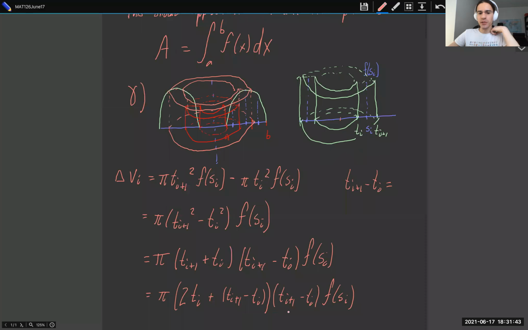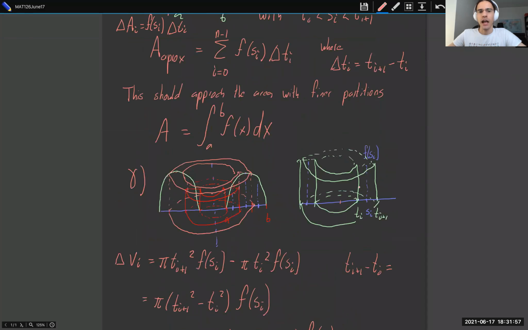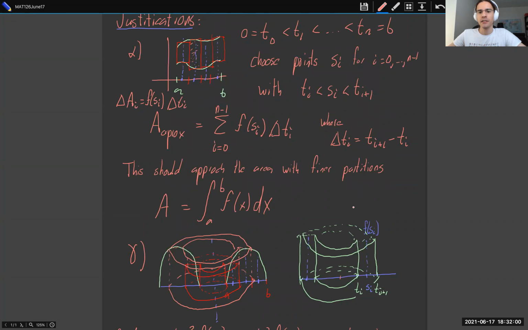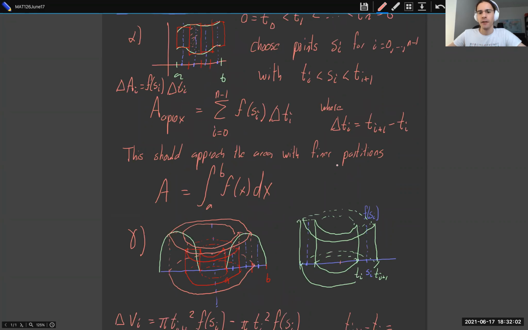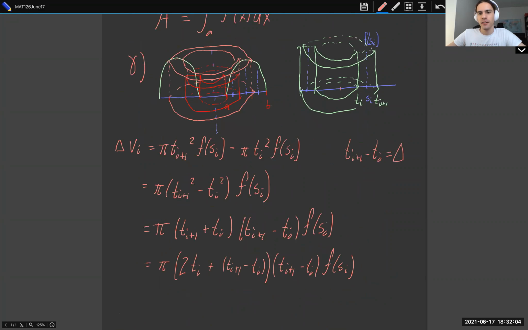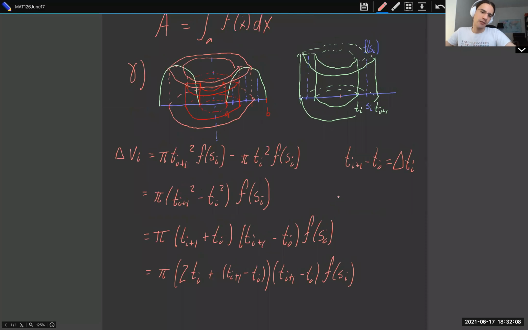But there's a particular reason that I wrote it like this. That's because t sub I plus 1 minus t sub I I can write in a different way. What's that different way? I referred to it before, right? This is delta t sub I. Does everything make sense? Any questions?